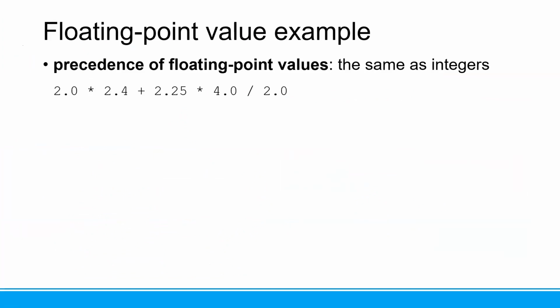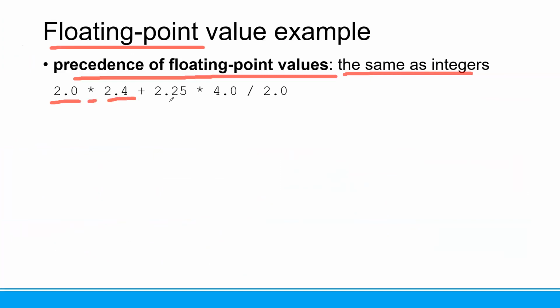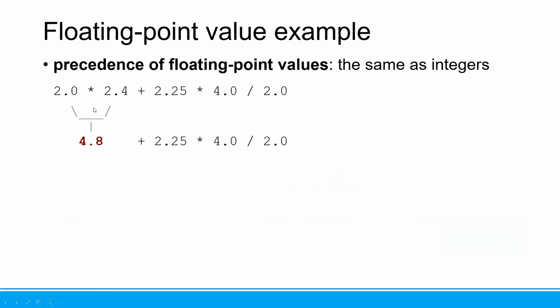What happens if we have floating point? Before, the examples for our previous precedence were about integers. But what if we use floating point? The precedence of floating point values is the same as integers. So we have 2.0 multiply 2.4 plus 2.25 multiply 4.0 divided by 2.0. The idea is the same. We will start with the multiplication, and then we check the multiplication again. After we have the result, we will check the division, and then finally the addition. So the step will be the multiplication first, then the next multiplication, then the division, and at the end we have the result.